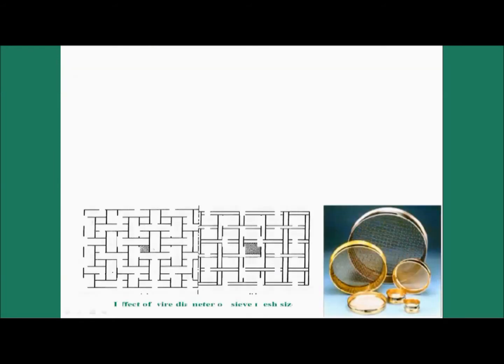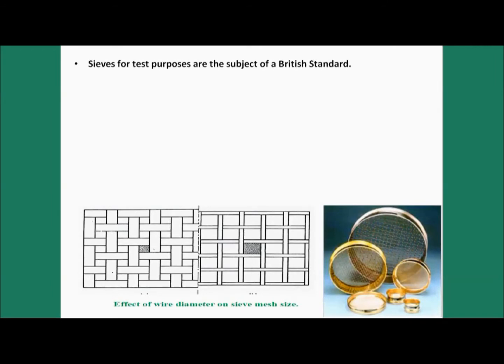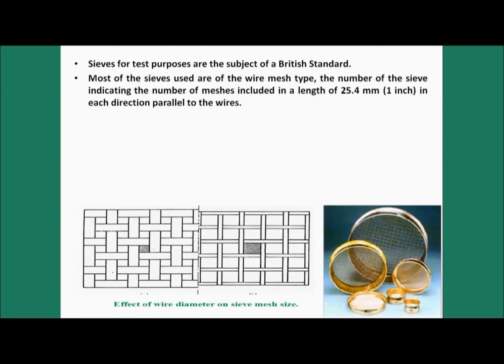So let's discuss something about the sieve. Sieves for test purposes are subject to British standard, because the sieve sizes are generally selected as per the British Pharmaceutical Codex, right? Most of the sieves are of the wire mesh type. Now what is wire mesh type? This is the wire mesh. These are the wires. This is the mesh, right? You see, these are woven like anything. So these are the meshes through which you can easily pass the powder, right?